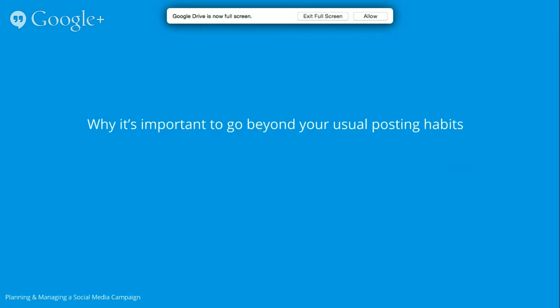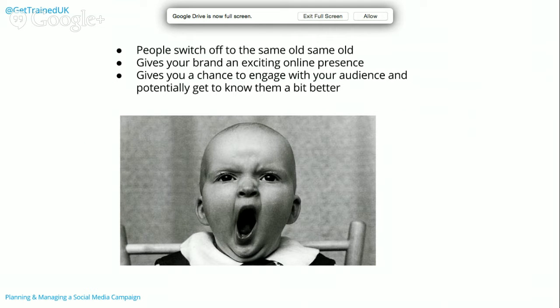So let's talk about the importance of going beyond our usual posting habits a little bit more. If we are just sharing the same content all the time, wonderful image there of this baby yawning, whilst that content can be useful, purposeful and educational, some people can tune out, just like we do with adverts that we see a lot. We've seen it once, we understand the gist of it, we tune out. And so for brands and organizations to continuously come up with really interesting, compelling content is quite a challenge.